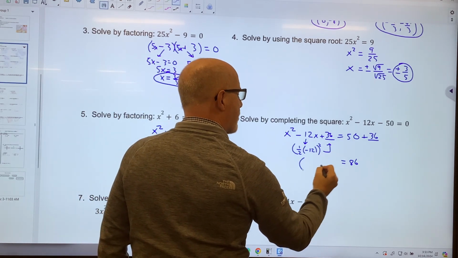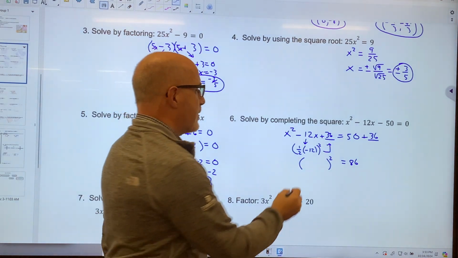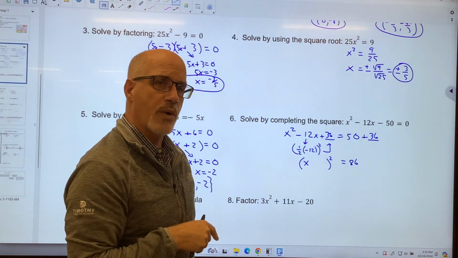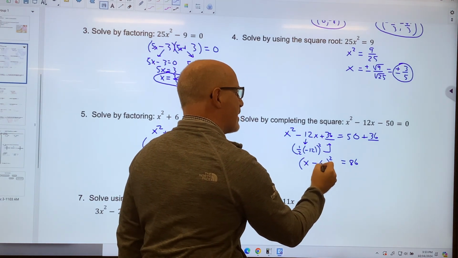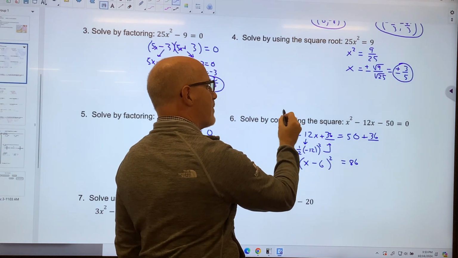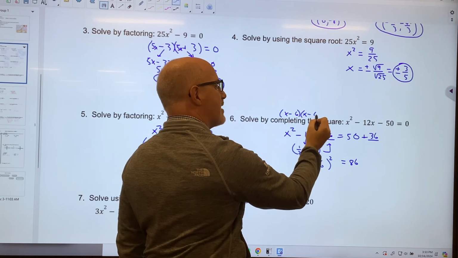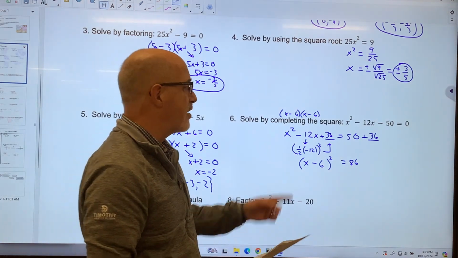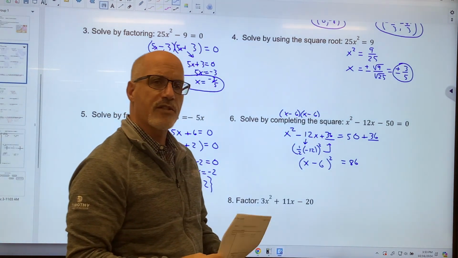Now over here, the perfect square that we've created by completing the square is going to have an x here, and then half of that -12 goes in here as the factorization. Because this factors into x minus 6, x minus 6. We created this by doing this process, so you got the exact same factors there. That's called a perfect square. Two of them gives us a perfect square.